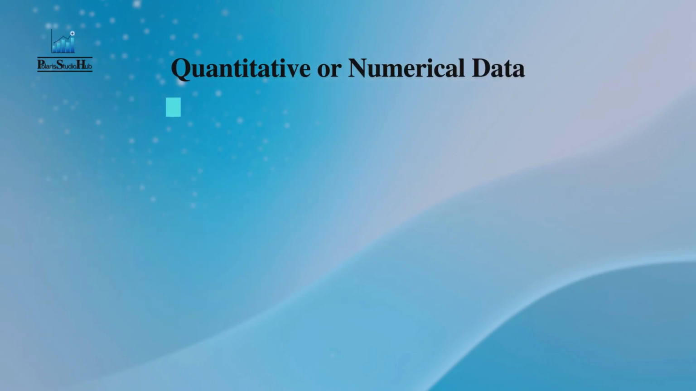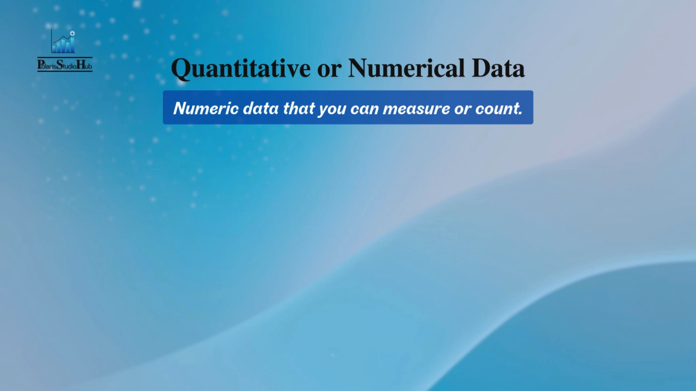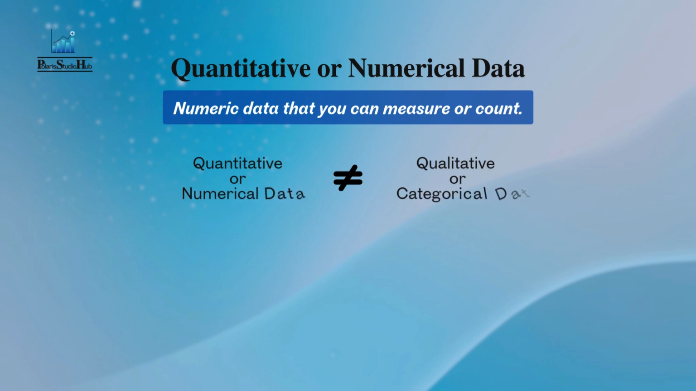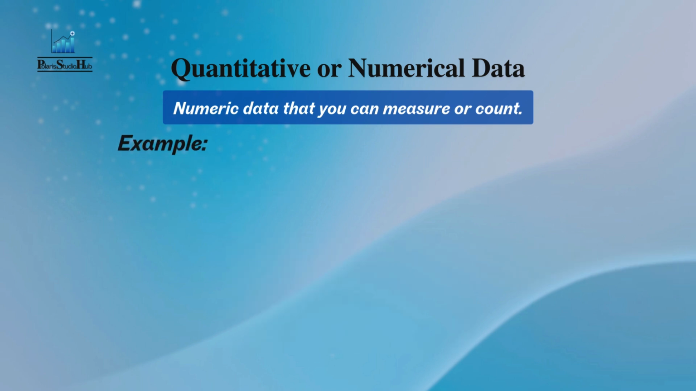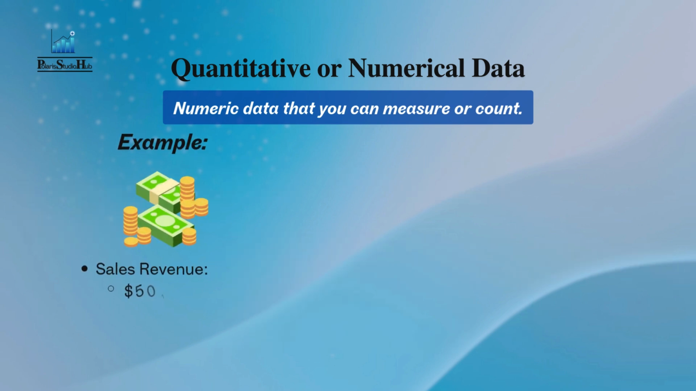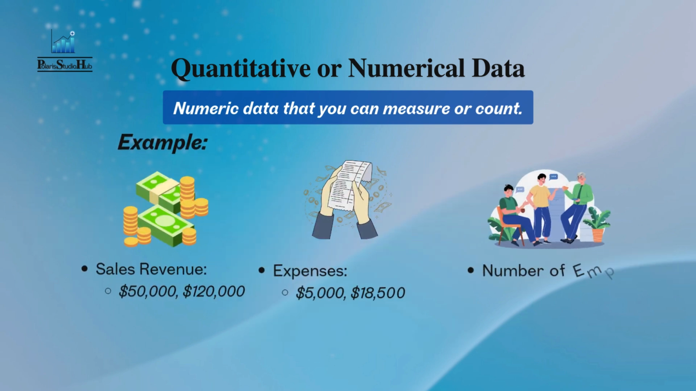Next, we have quantitative data, which involves numbers that can be measured or counted. Unlike qualitative data, quantitative data allows you to perform mathematical calculations. This includes things like sales revenue, expenses, and the number of employees in a company. Businesses rely on this data to measure performance, track financials, and make informed decisions.